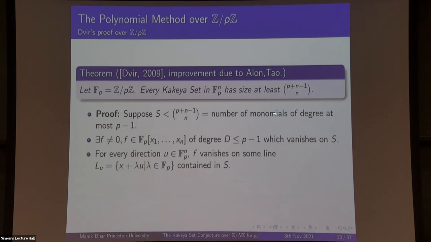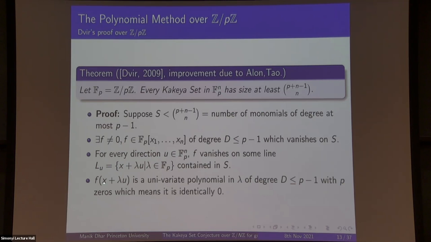Now, S is a Kakeya set. That means it contains a line in every direction. So in particular, for a direction u, it will contain a line L_u, and f will vanish on all points on it. Okay? Now, f(x + lambda u) is going to be a univariate polynomial in lambda of degree at most p minus 1. But it has p zeros because the line has p points. So this means this polynomial is identically zero. Okay. So hopefully this makes sense.